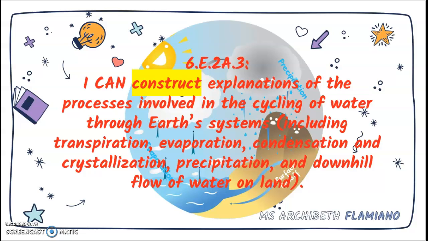Our standard for today, 6E28.3: I can construct explanations of the processes involved in the cycling of water through Earth's system, including transpiration, evaporation, condensation, and crystallization, precipitation, and downhill flow of water on land.